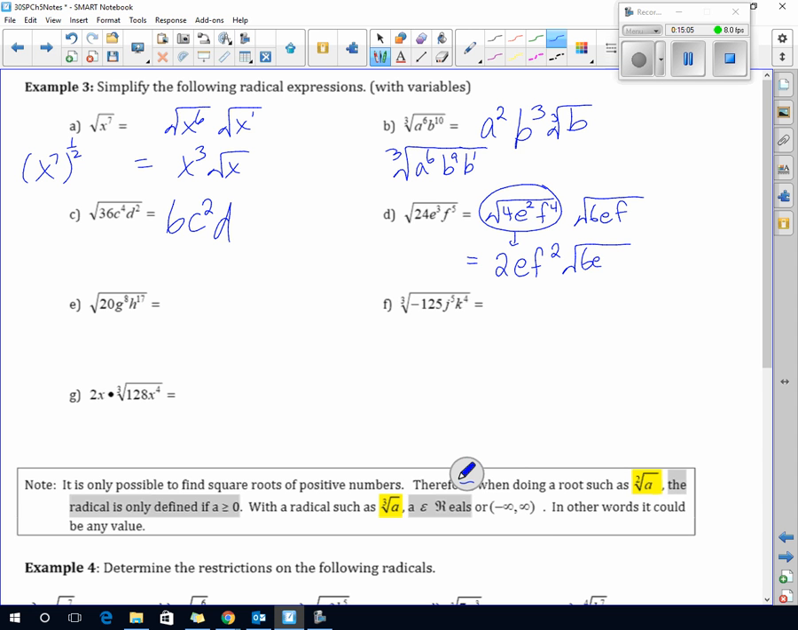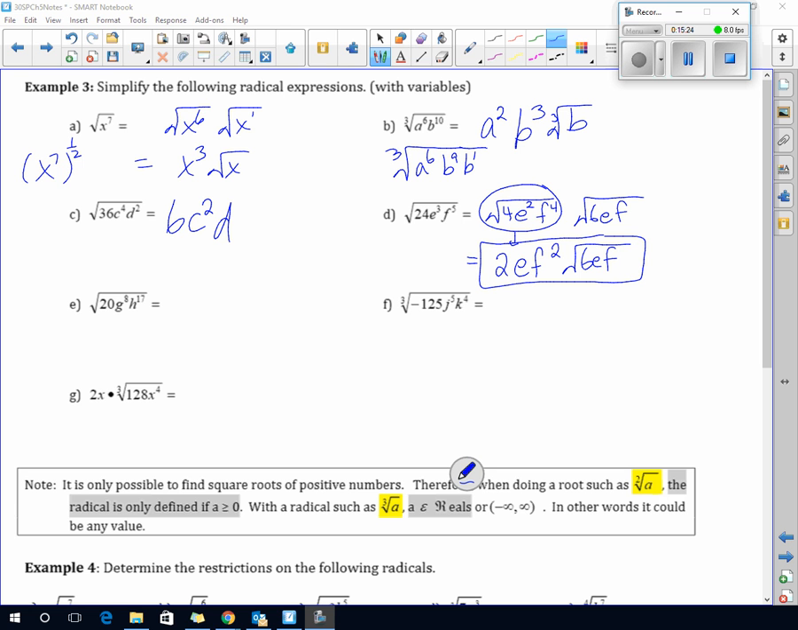Sure. Okay, so the thing is, if you're square rooting, the exponent must be divisible by 2. If you're cube rooting, it should be divisible by 3. So with the numbers, just do it like we did before. Rewrite it as perfect squares and not perfect squares.